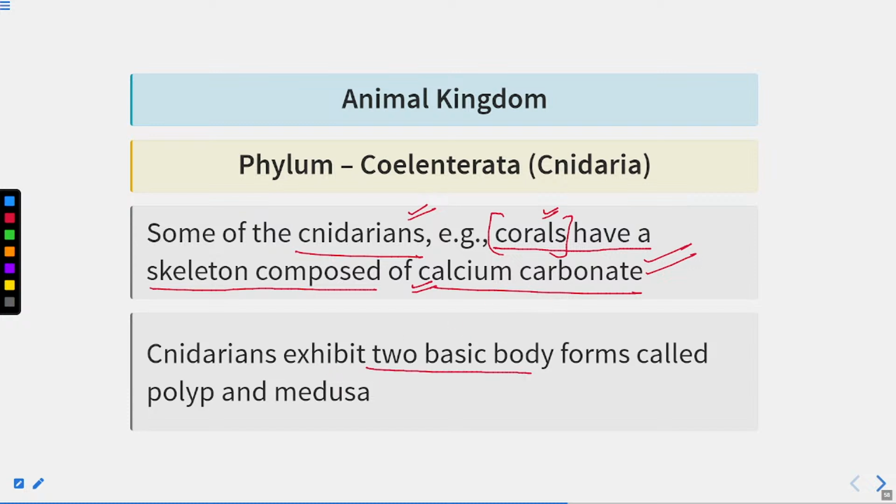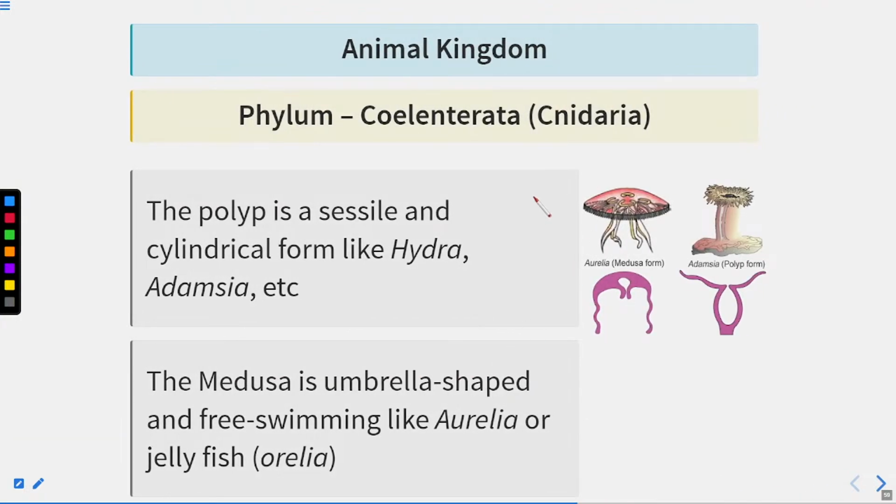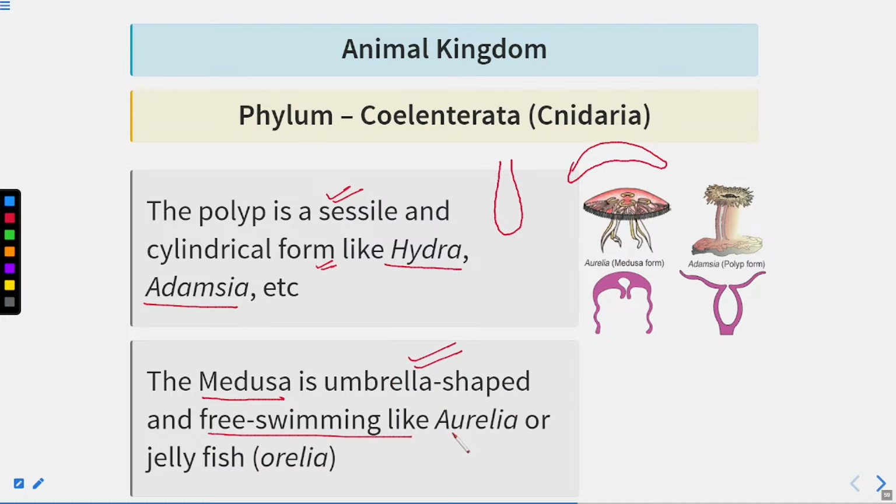So cnidarians exhibit two basic body forms, very important: polyp and medusa, right? If I talk about the polyp, they are like this, cylindrical shape. And if I talk about the medusa, then they are like this, umbrella shape, right? So polyps are sessile and cylindrical, like we can see in the case of Hydra and Adamsia. Whereas medusa is umbrella shaped and free swimming, like Aurelia and jellyfish. Okay, so these are the two forms, polyp and medusa.